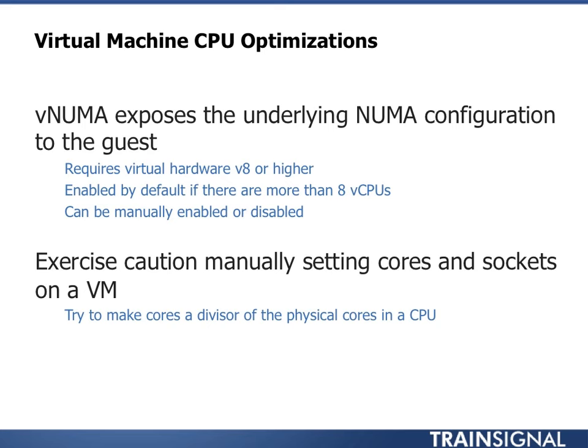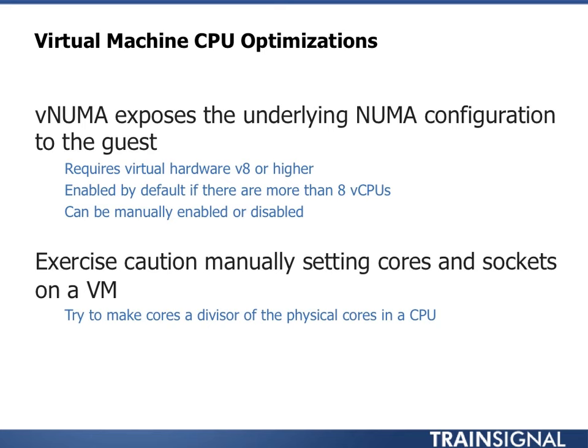Now, that doesn't mean if you have 2 sockets and 8 cores each, that you set every VM to 2 sockets with 8 cores each. But you do want to kind of match it. So if you want to start doing 8 vCPUs, then you're probably going to want to do 2 sockets and 4 cores each for a total of 8, which matches as a divisor of the underlying physical configuration. This way it spreads things evenly, and the guest OS sees that evenly as well.